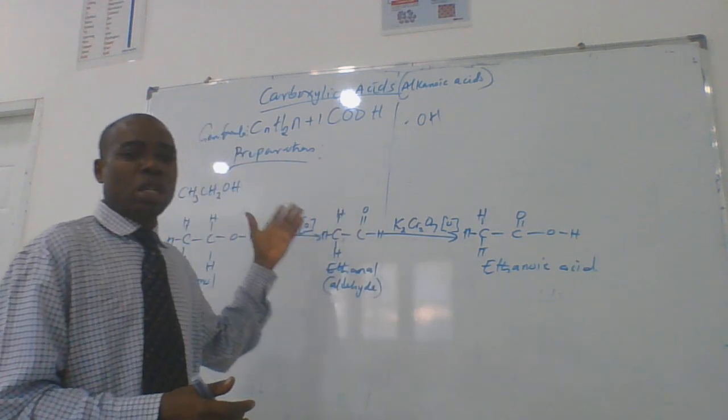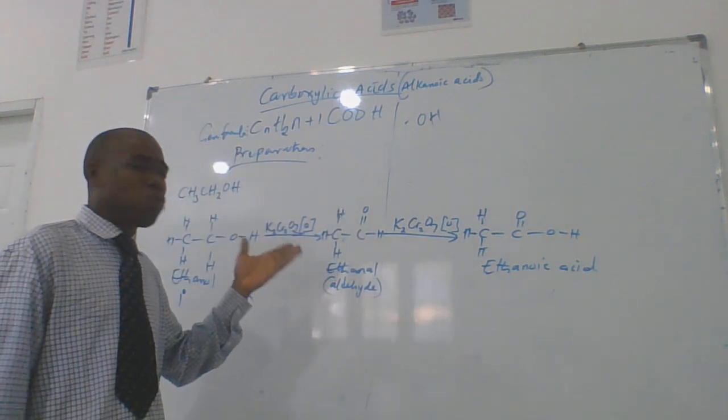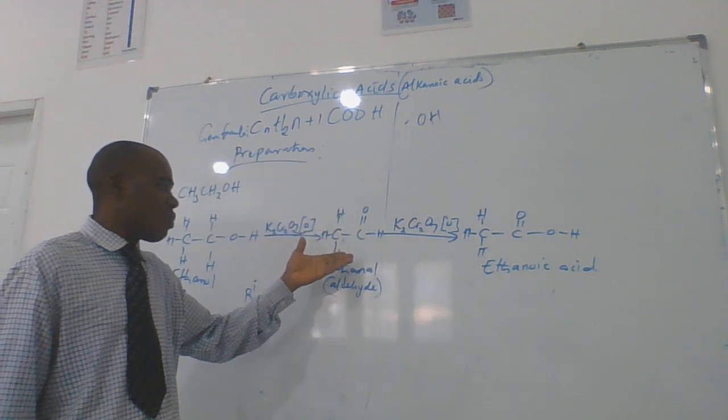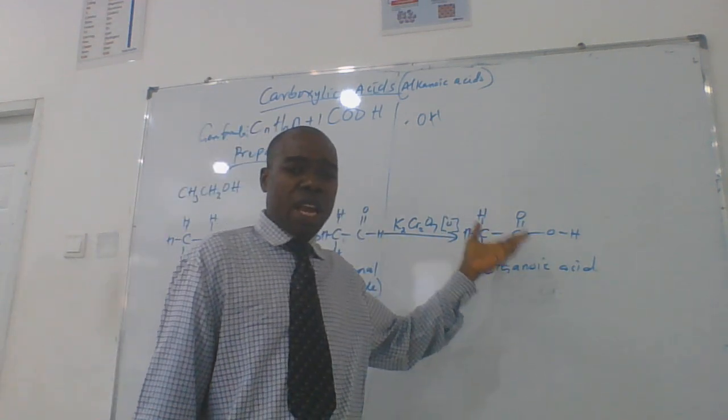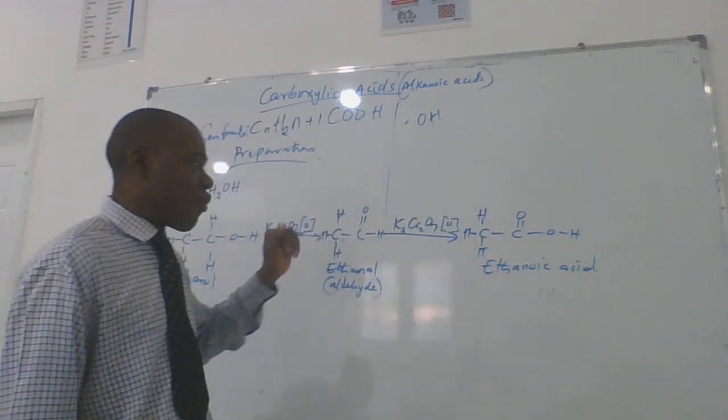You should know that the intermediate formed in this process is ethanal, which is the aldehyde, and the real product is ethanoic acid. So that is the first step.